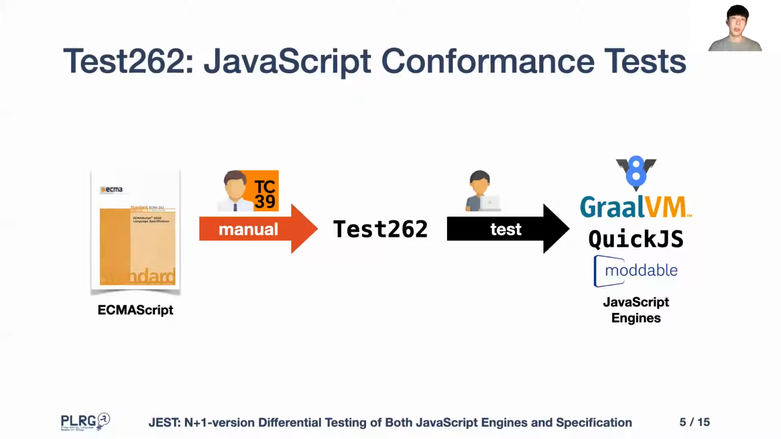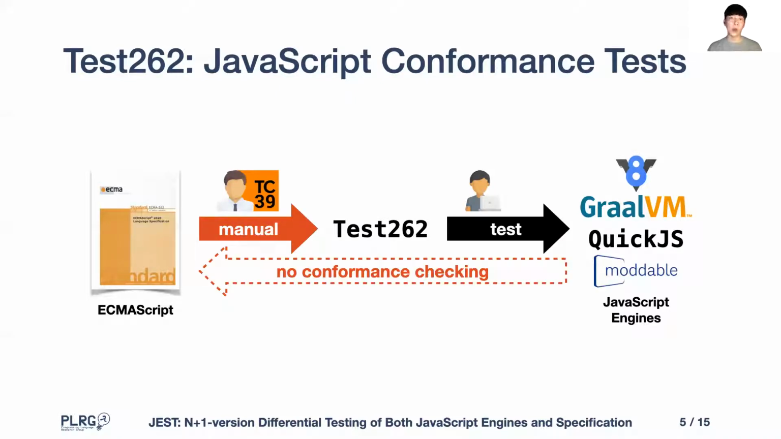First, TC39 manually writes Test262, thus it is labor intensive, and also we cannot guarantee that Test262 correctly represents the syntax and semantics described in ECMAScript. Moreover, there is no existing approach to check whether ECMAScript conforms to existing JavaScript engines.